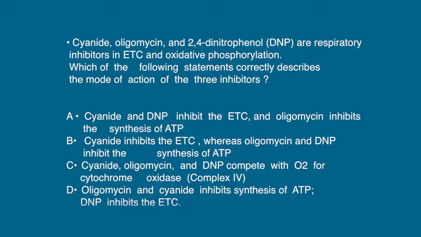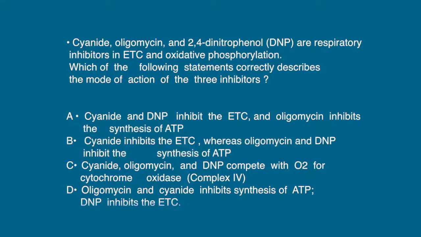D. Oligomycin and cyanide inhibit synthesis of ATP, DNP inhibits ETC. We saw that cyanide inhibits the enzyme cytochrome C oxidase, the complex 4, and thus inhibits the ETC, whereas DNP is an uncoupler and inhibits the ATP production. Similarly, oligomycin inhibits the F0 component of the elementary particle and thus inhibits the ATP production. So, the answer is B.